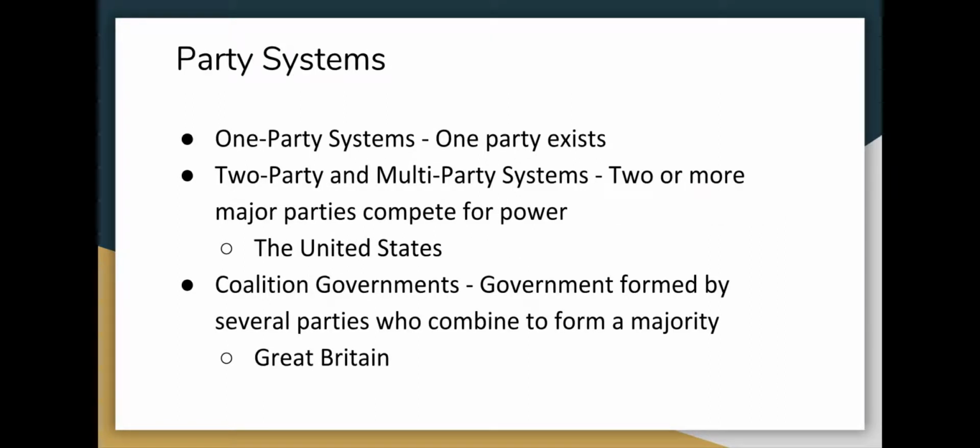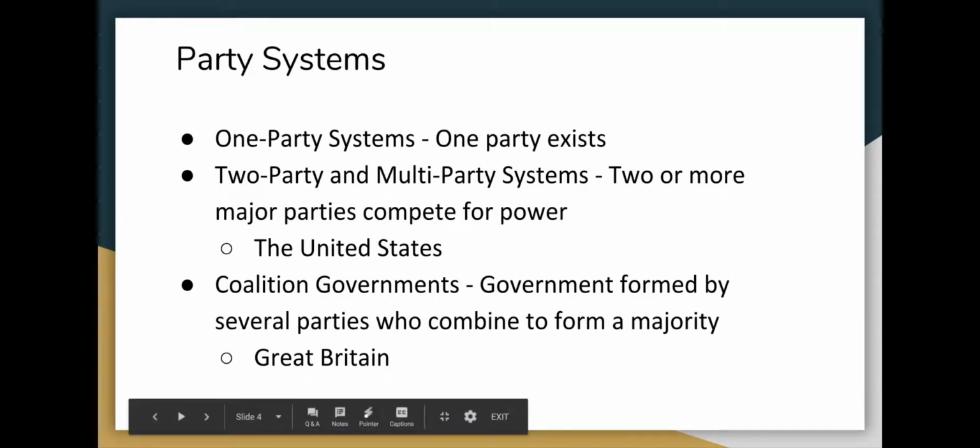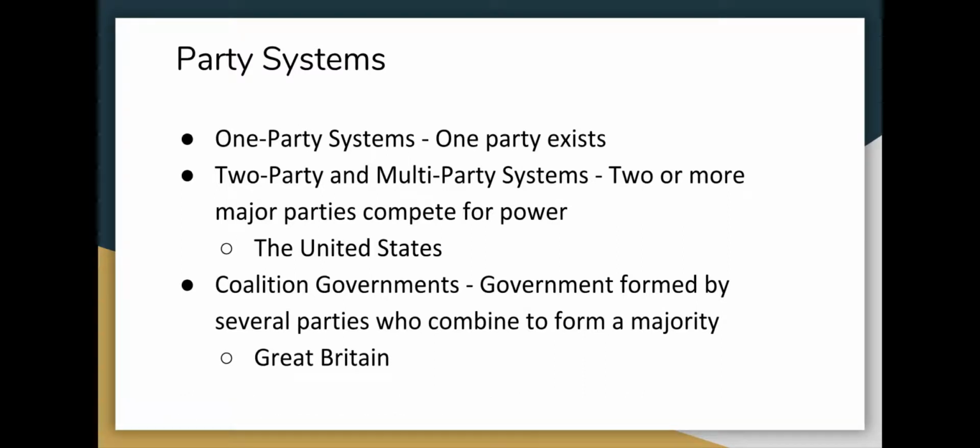And looking at various party systems, you have a couple. You have a one party system in which one political party exists, two party or multi party systems. That's where you're going to have more than one party who exists. An example of that would be the US. You also have coalition governments where the government is formed by several parties who combine to form a majority, and that would be Great Britain.